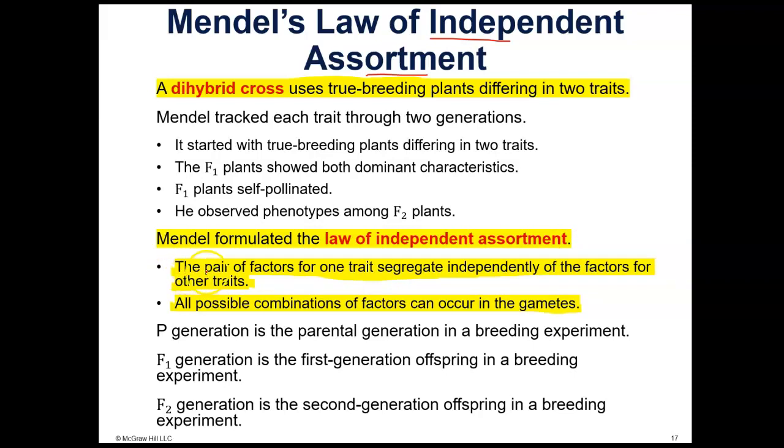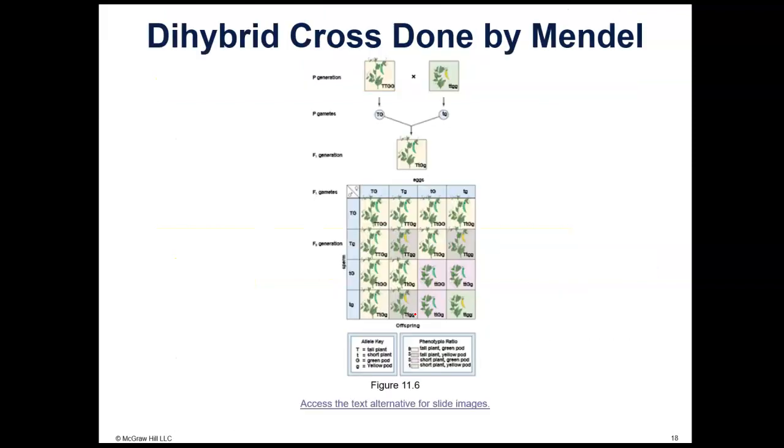And he learned that the pair of alleles or factors for one trait segregate independently of the factors for other traits. So you get all possible combinations of alleles in the egg and the sperm.